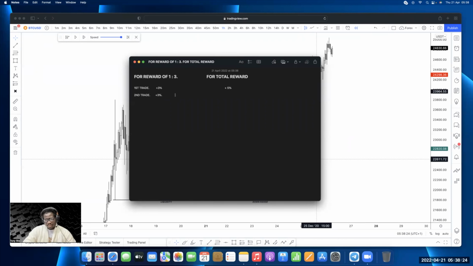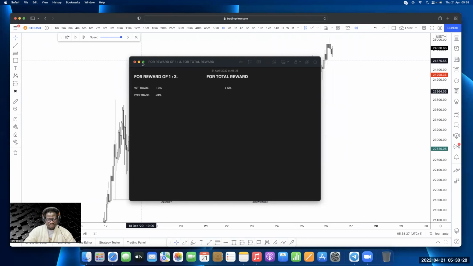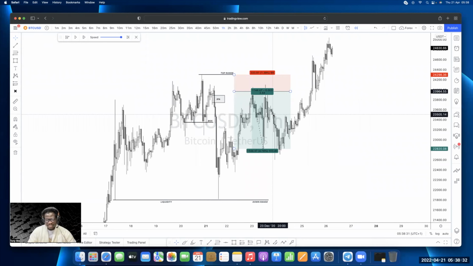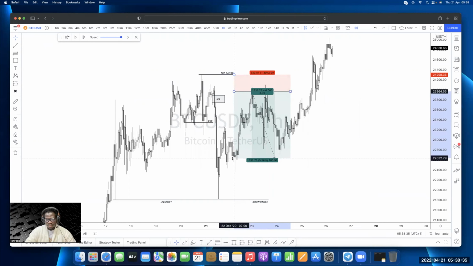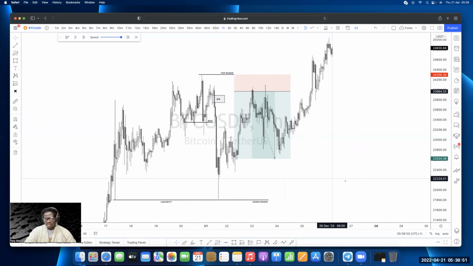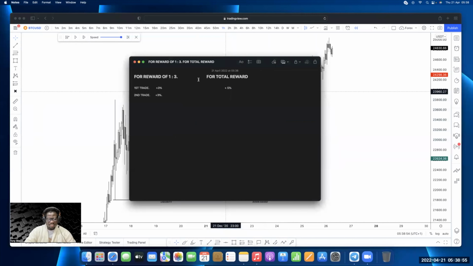All right. But then the full reward on this was 1 to 3.43, I'm not sure. It didn't get to 4. Oh, it actually did. Sorry. Yeah, it got to 1 to 4. So the full reward on this trade was a 1 to 4, an extra 1%. You understand? Extra 1%. So for total reward, this gave a 1 to 4 risk to reward, so plus 4%. I'm sorry. All right. So the second trade actually gave plus 4%.